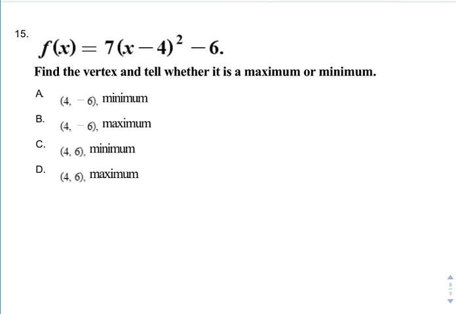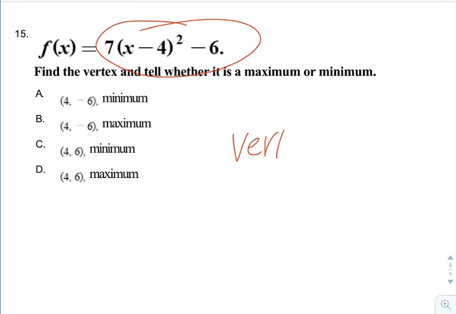Find the vertex and tell whether it's maximum or minimum. Well, you could graph this in the calculator and spend your extra time, or you just look at the vertex. It's right there. It's already in vertex form. The vertex is 4, -6. So it's that one or that one.